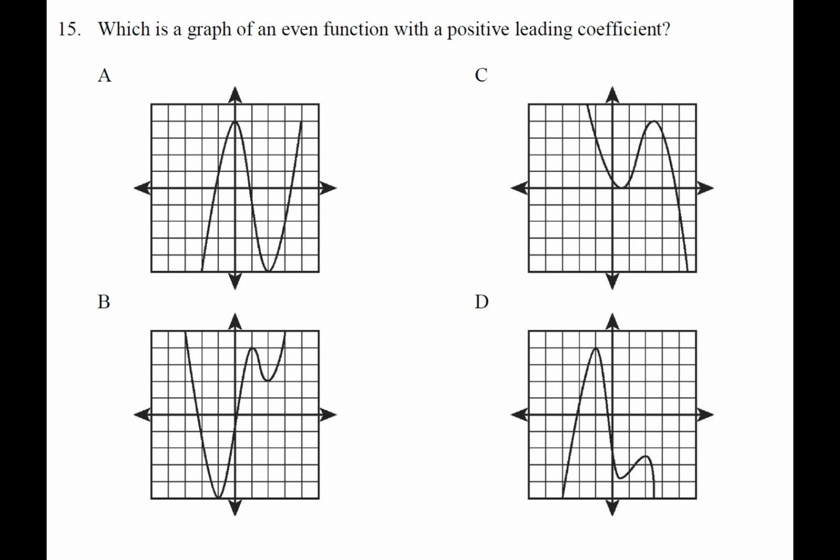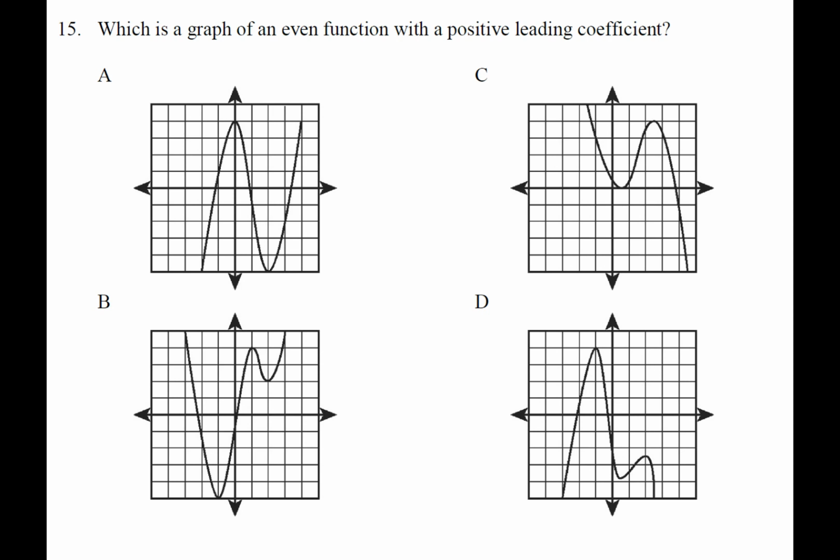On this one, which is a graph of an even function with a positive leading coefficient. Now think about this. We could really easily change this for a test to an odd function with a positive, an odd function with a negative, an even function with a negative. So all of those things are here and they could easily be changed.